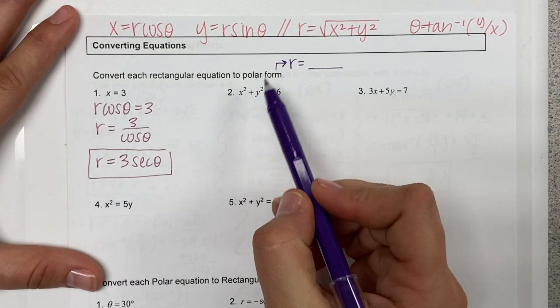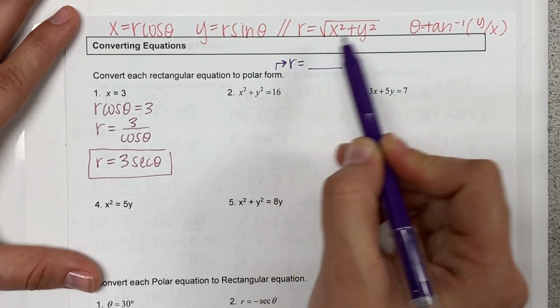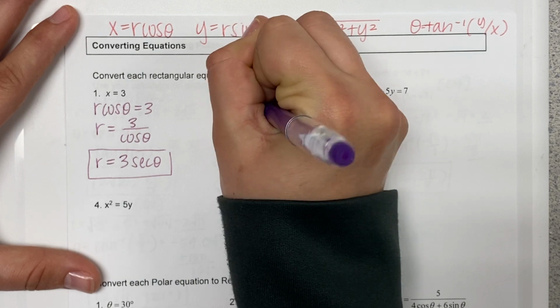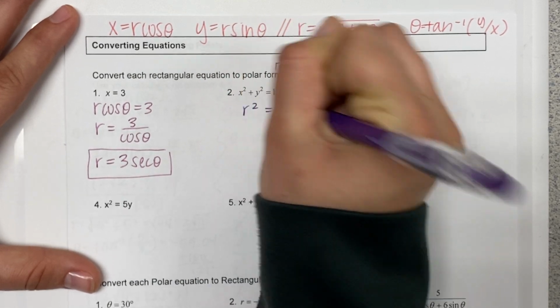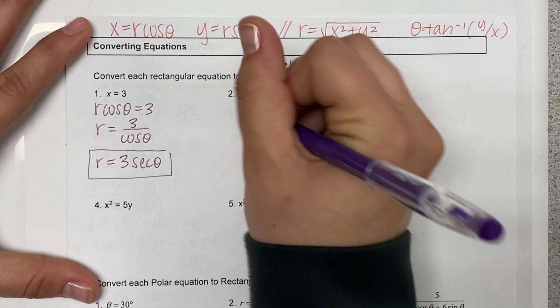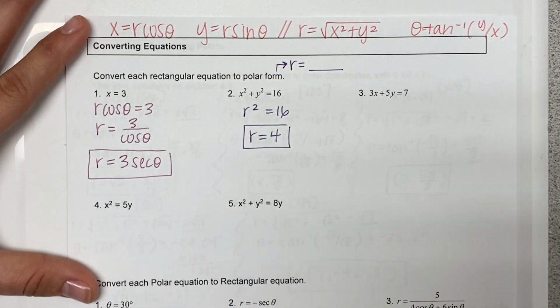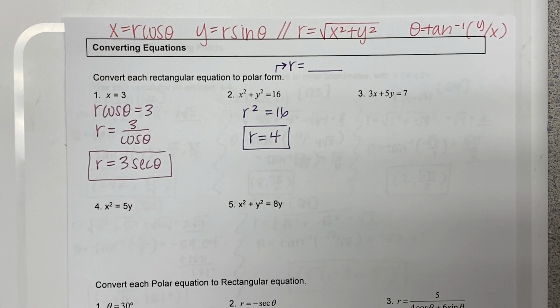Okay, let's do another one. X squared plus y squared, that's right here, I know is r squared. Well, if r squared is 16, then r is 4. Wow, this is so easy.